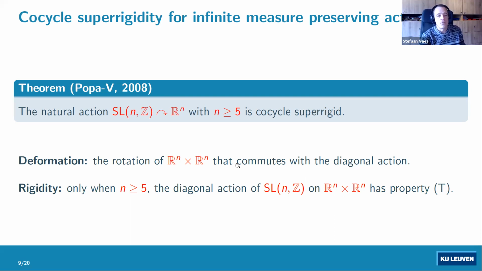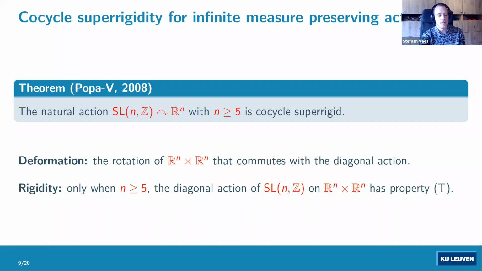And you need it actually for this double. And well, I'm not saying that this is not true for n equal 4 or n equal 3. It's false for n equal 2 though. But at least only when n equals 5 or more this diagonal action has property T. So there is a good reason why we deal only with n at least 5.